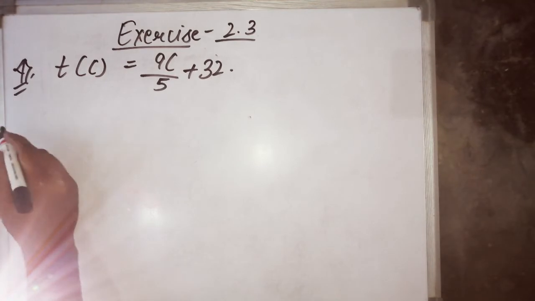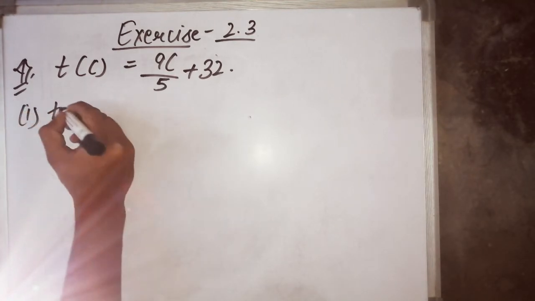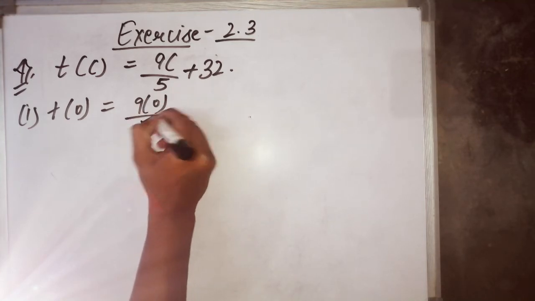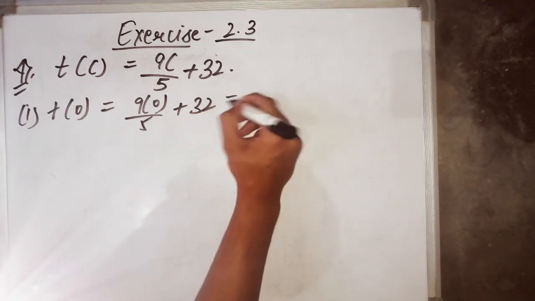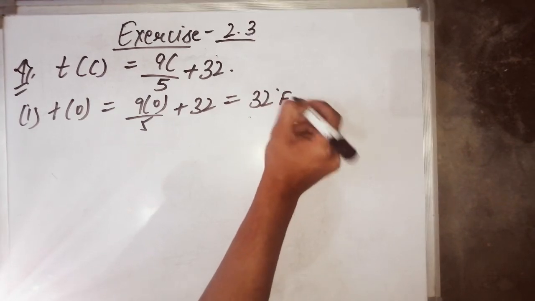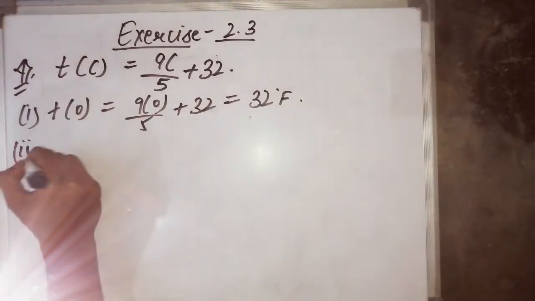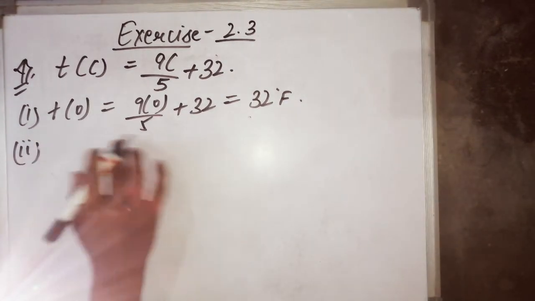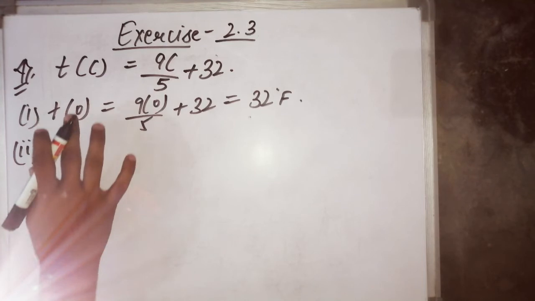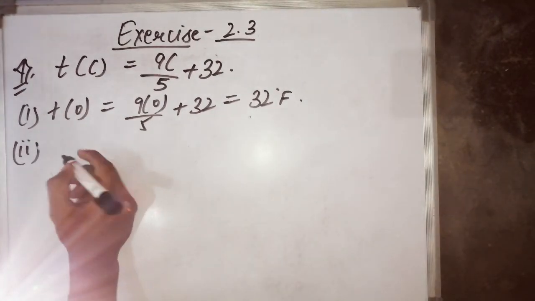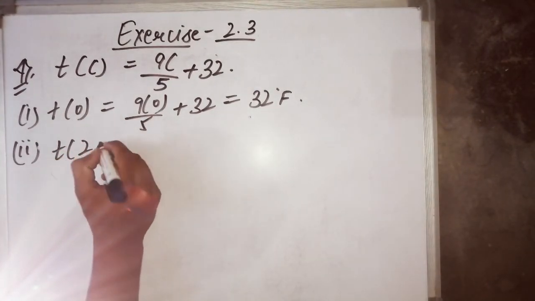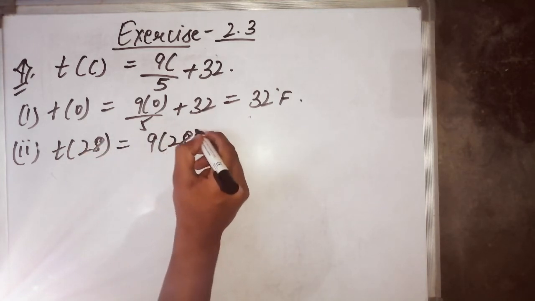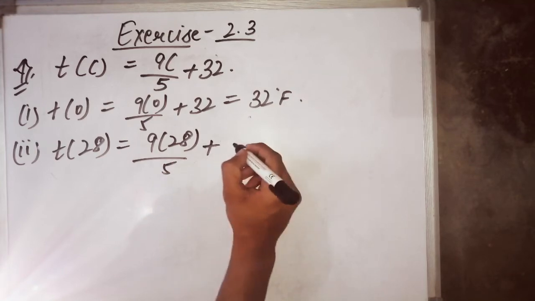Our first part is T(0). Multiplying 9 with 0 and dividing by 5, we will definitely have 32 degrees Fahrenheit. And how does this degree Fahrenheit come? It was given in the question that we need to convert this temperature of degrees Celsius to degrees Fahrenheit. Let's see our second part, which is T(28). 9 multiplied by 28 by 5 plus 32.